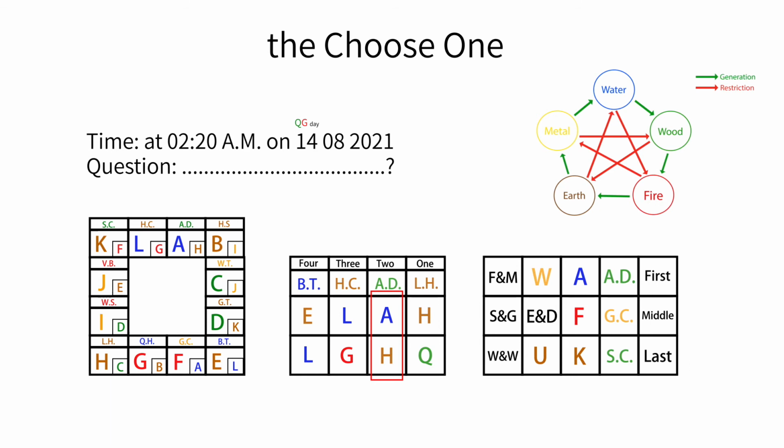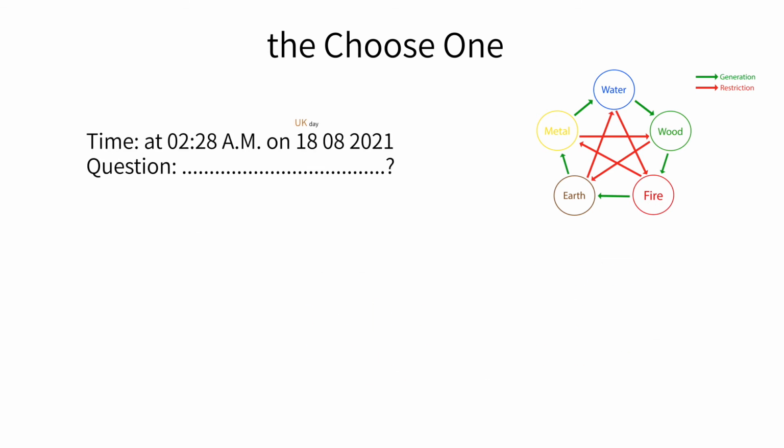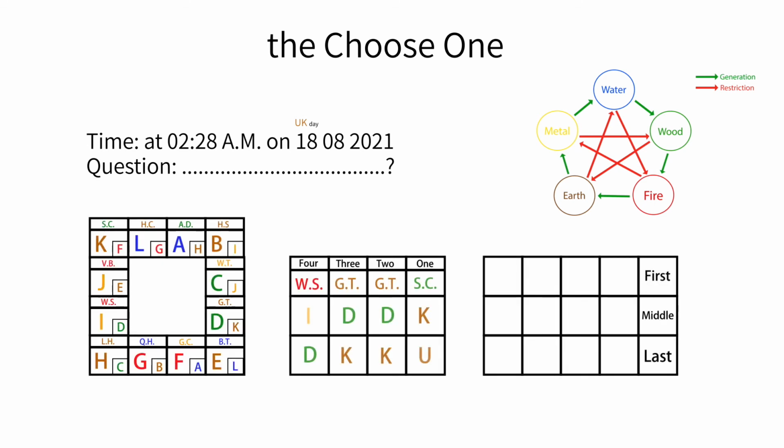Let's look at another example. At 28 past 2 a.m. on August 18th, 2021, I want to predict something after thinking about the problem. Then I arranged this formation according to time. First, we look for the combinations of the four lessons to see if there is a combination that the lower symbol restricts the upper symbol. The answer is no, but in the four lessons, the three combinations are the upper symbols restricting the lower symbols.